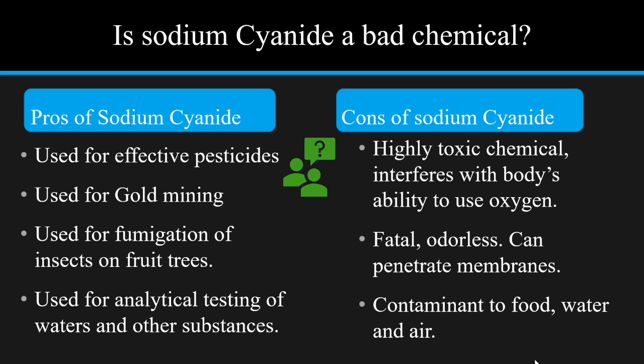Sodium cyanide cons. It is a highly toxic chemical that interferes with the body's ability to use oxygen. It is fatal, it is odorless, and it can penetrate membranes. It is a contaminant of food, water, and air. Because of the severity of this chemical's toxicity to humans, that it is a contaminant, it is odorless, it is fatal, I would classify sodium cyanide as a bad chemical.